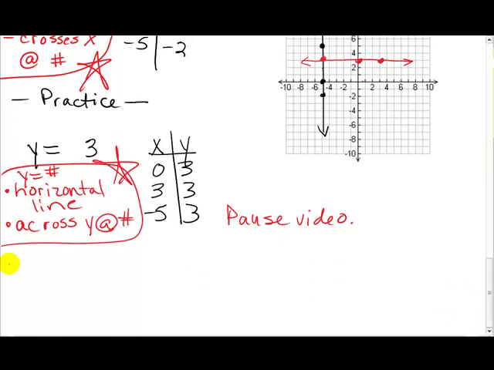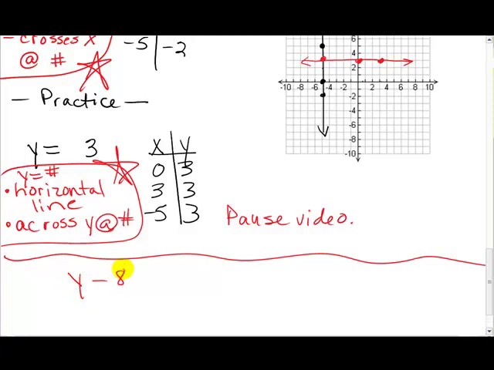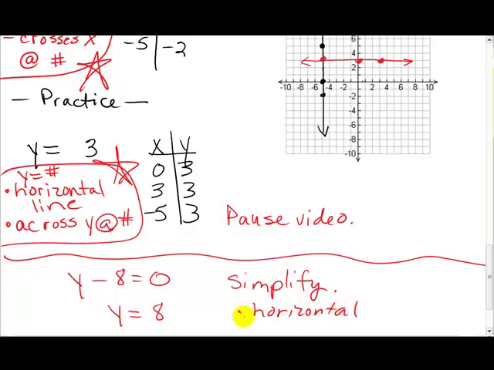One other thing to remember is that you might see something like this. Y minus 8 equals 0. Simplify it. Get y by itself. And then if y equals a number, it's going to be this horizontal line that's going to go across the y at the positive 8.